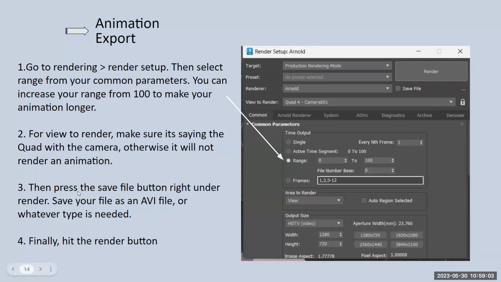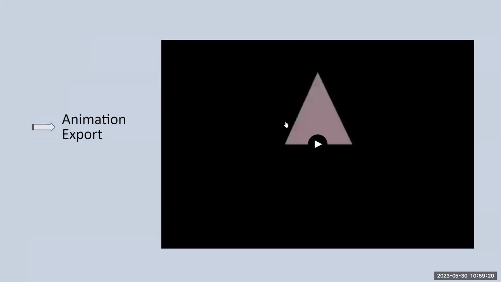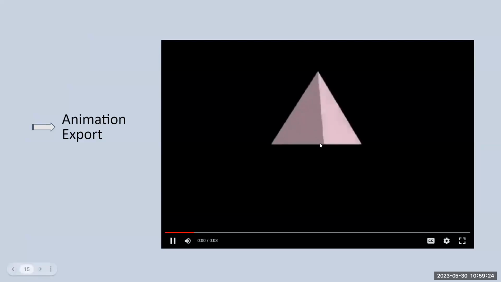And then step 3, press the save file right under render. And here you can save your file as an AVI file or whatever type is needed. And then finally hit the render button and you will have your animation. So this is just a mini demonstration of the animation. I just did a circle animation of a pyramid.